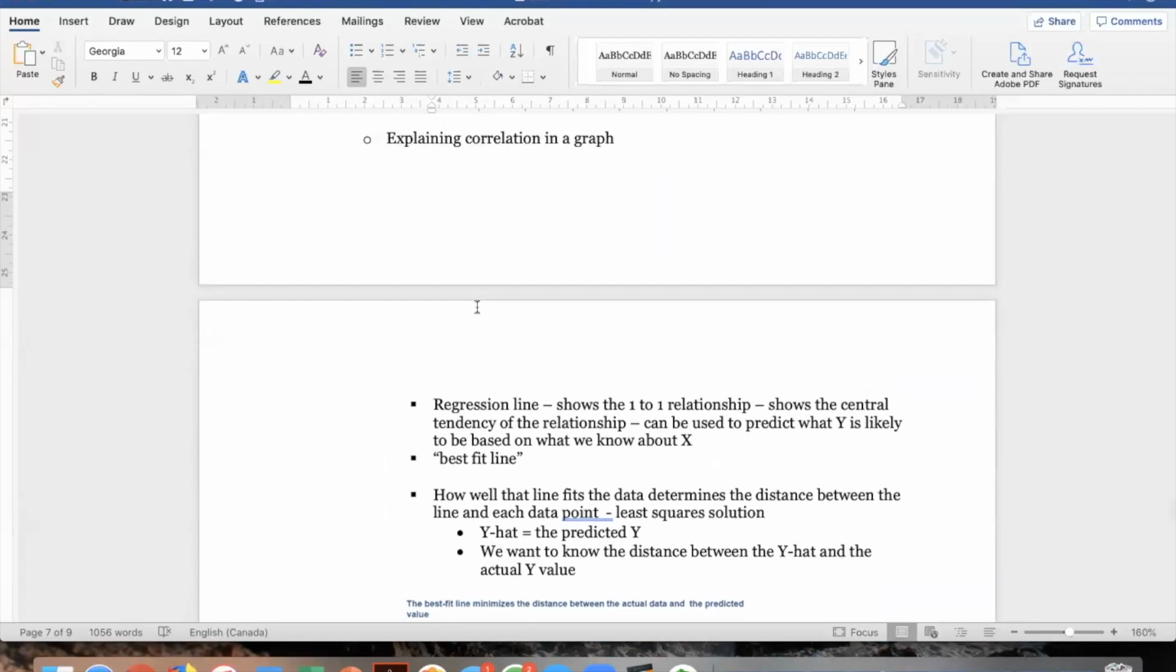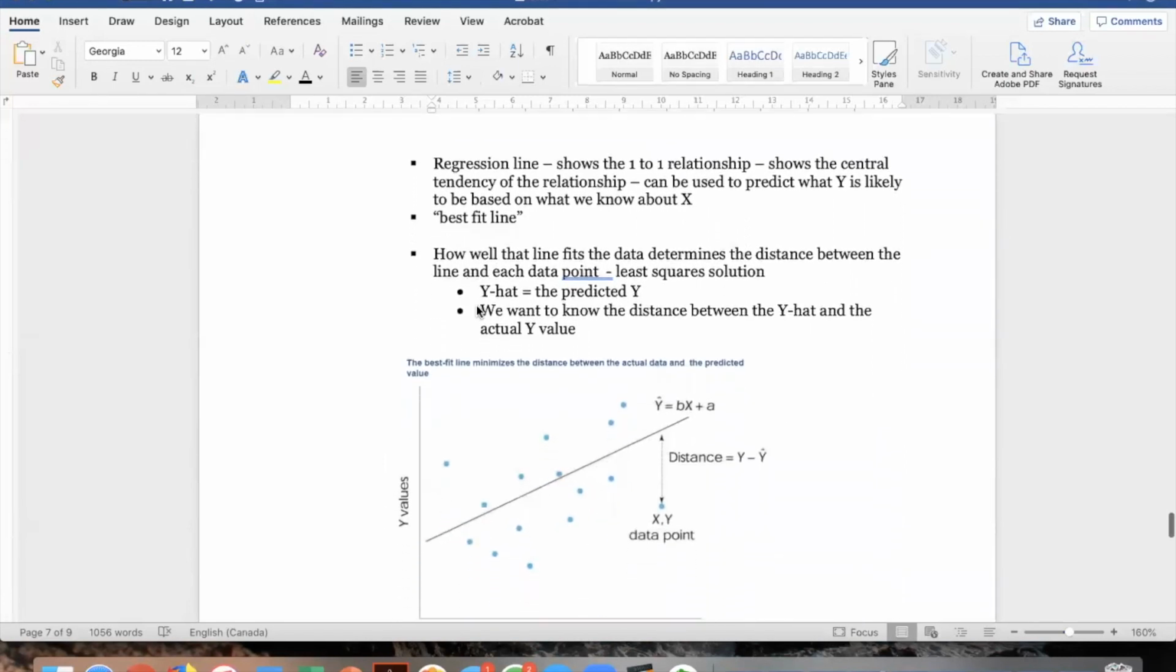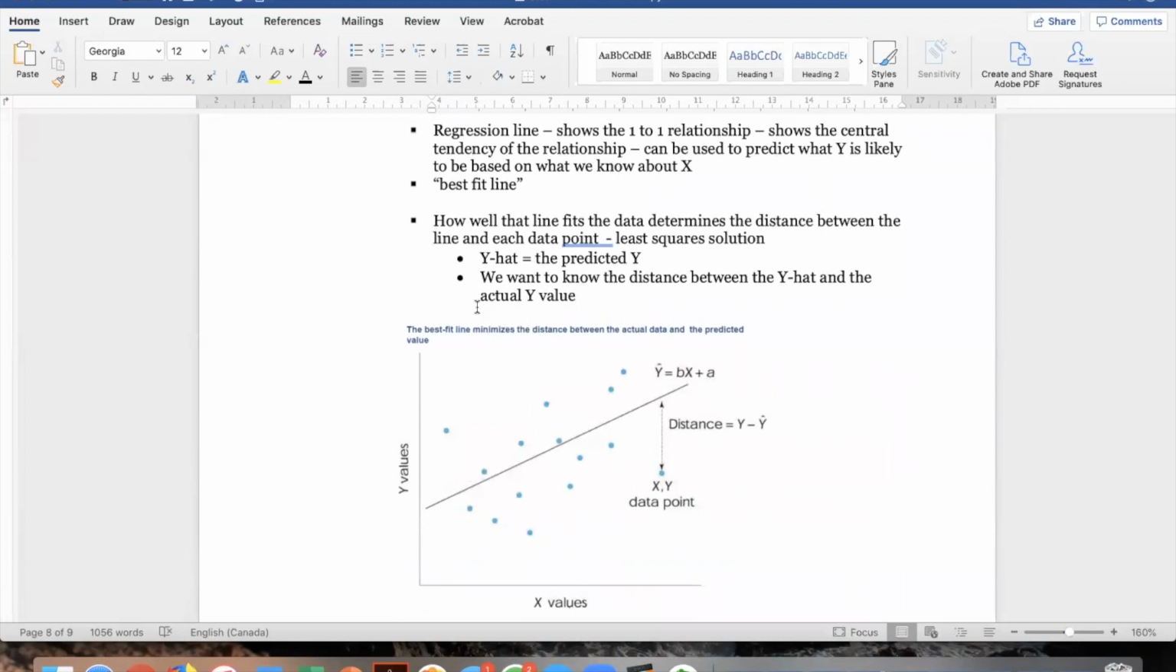So we explain correlation in a graph. A regression line shows the one-to-one relationship. This is what we were talking about earlier, that perfect line, if everything were exactly an R score of 1, everything would be on this line. The regression line shows the tendency of the relationship. It can be used to predict what Y is likely to be based on what we know about X. So if this line keeps moving like this, we can predict that over here would be up here.